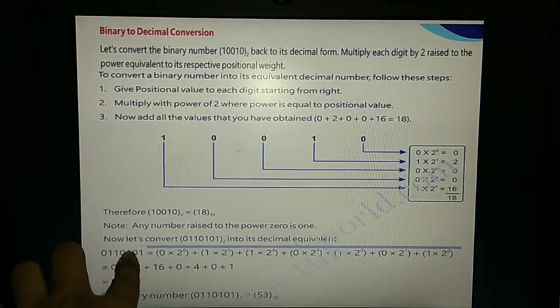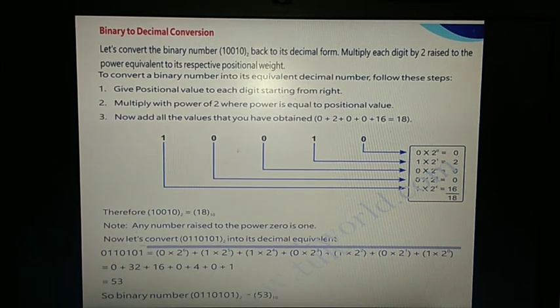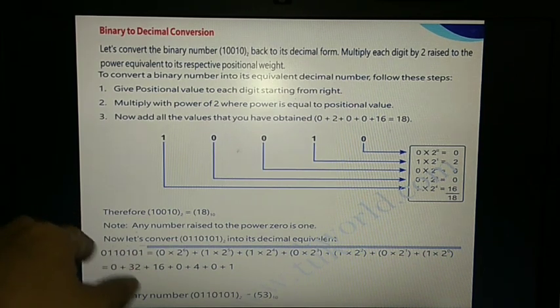0 1 1 0 1 0 1. Okay, just see how it is working. You are always supposed to take from the right hand side. Okay, from the right hand side. So just see over here how you are writing this.